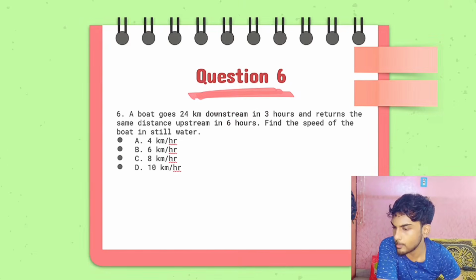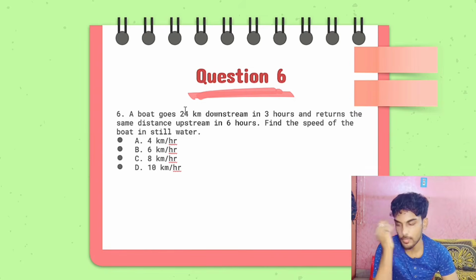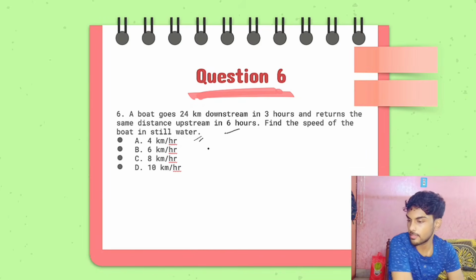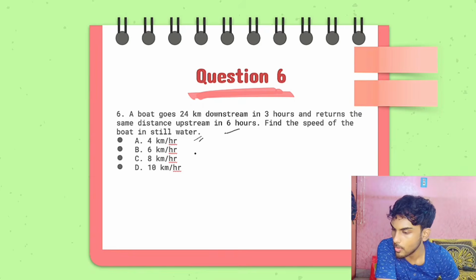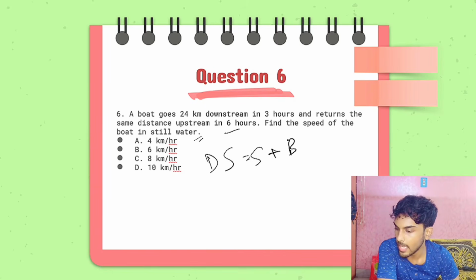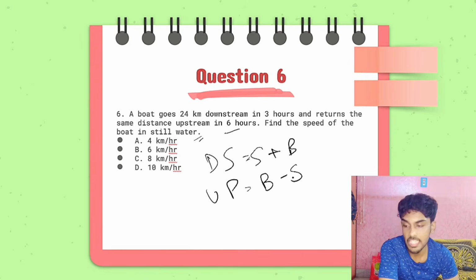Question number 6. A boat goes 24 km downstream in 3 hours and returns the same distance upstream in 6 hours. Find the speed of the boat in still water. This is a new question, new topic over here. Let's solve it. The downstream speed is basically stream speed plus the boat speed, and upstream it becomes speed of the boat minus speed of the stream. This is the ultimate formula.